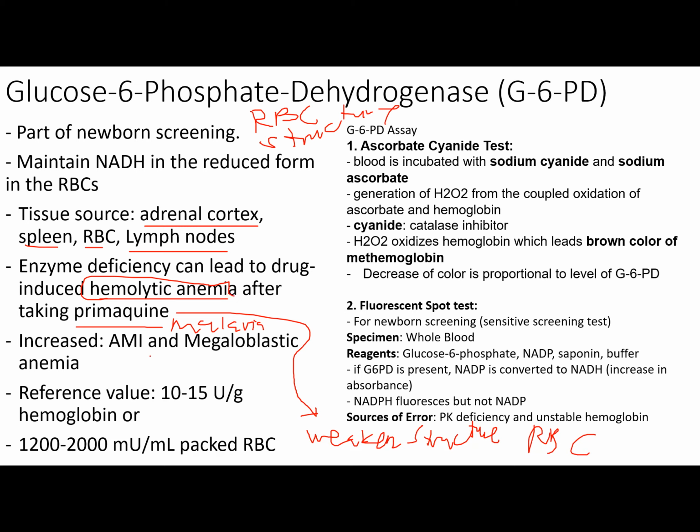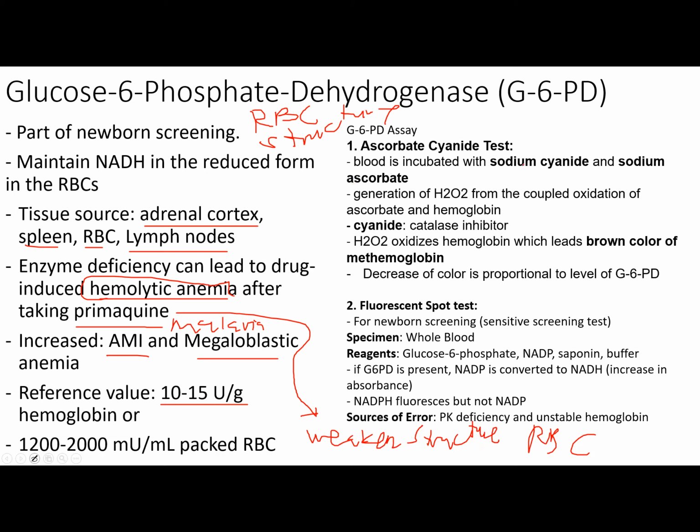Now, increased in AMI and megaloblastic anemia. So it increases, class, in acute myocardial infarction and megaloblastic anemia. Reference value of your G6PD is 10 to 15 units per gram hemoglobin or 1200 to 2000 mU per ml of packed RBC. Now, what are the G6PD assays?